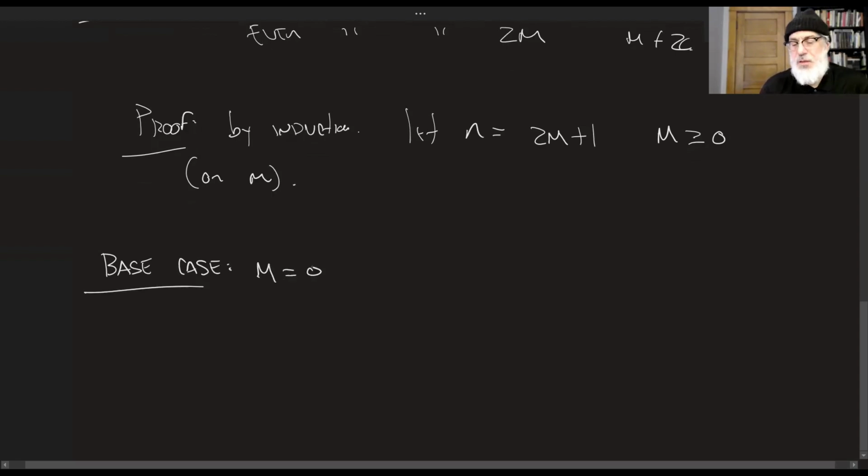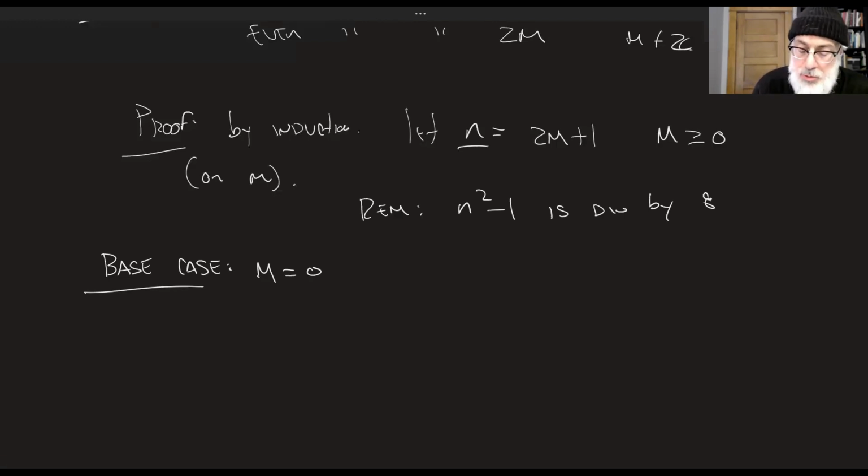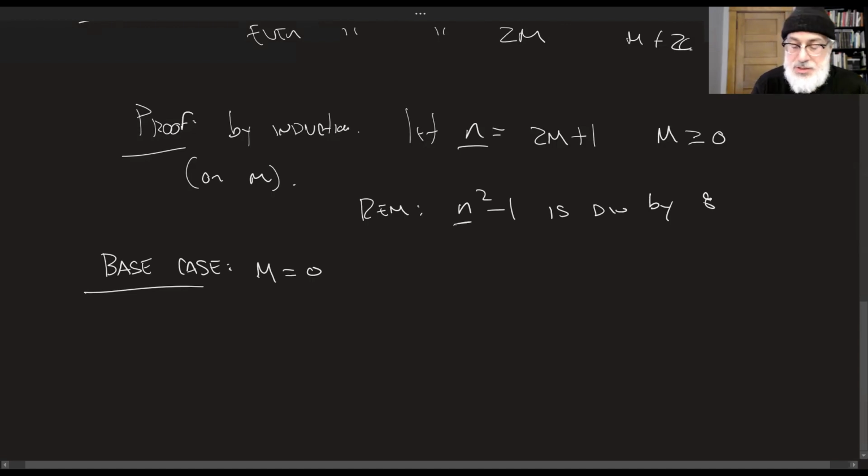But what are we proving? So let's remember that we are trying to show that n squared minus 1 is divisible by 8. But now we've redefined n. We say n is 2m plus 1. So what we are really trying to show now is, I'm going to replace n with 2m plus 1. We are trying to show that (2m plus 1) squared minus 1 is divisible by 8.